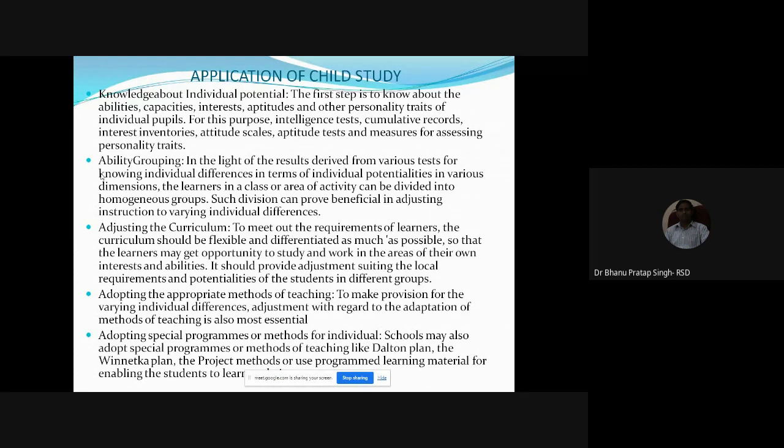Next is adopting the appropriate method of teaching. Yes, of course, we are discussing that by knowing the child psychology through the child study, a teacher may adopt the appropriate method of teaching. Sometimes he may use the playway method, sometimes he may adopt another method which is essential for teaching in a given environment and given situation.